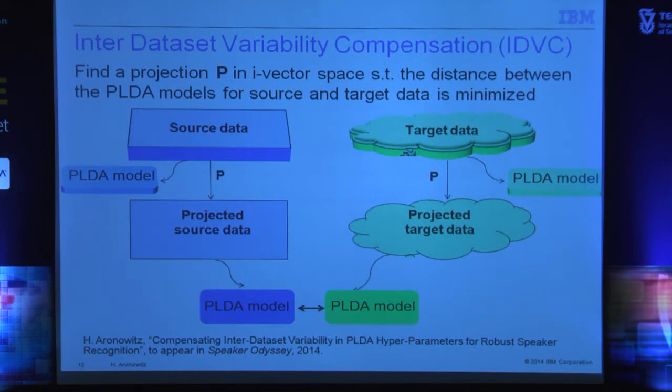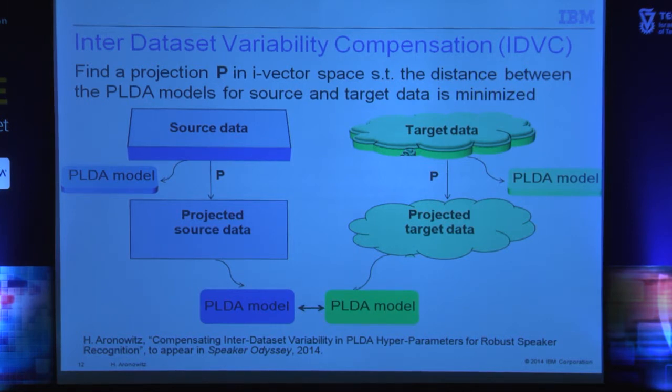In this slide, we see on the left-hand side a blue box, which represents the source data. And this is the data that we have, a lot of data from it, thousands of speakers, and we can train a PLDA model. Now, there's the target data, which is presented as a cloud because we don't have the target data, but let's assume it exists somewhere. And if we had access to this target data, we could train a PLDA model from that target data, and that would be ideal. We would train a model from the target data, and it will give very good results. Now, the problem is that the PLDA model that we have in blue is very different from the PLDA model that we want to have in green.